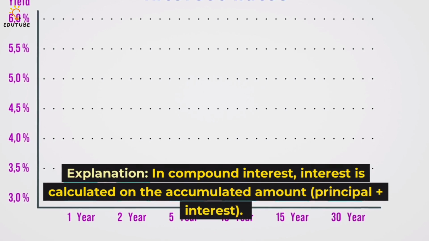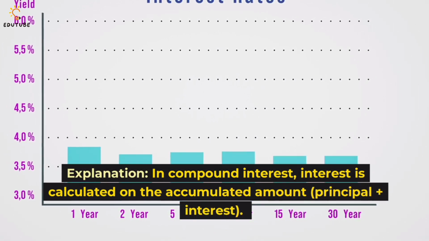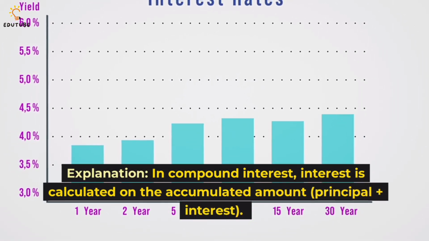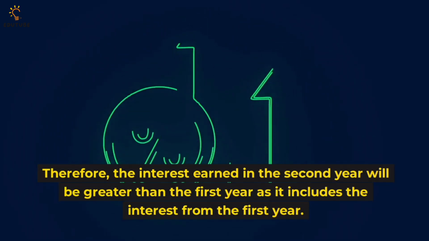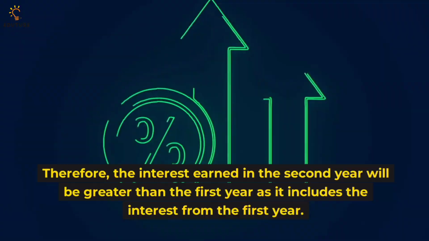Explanation. In compound interest, interest is calculated on the accumulated amount, principal plus interest. Therefore, the interest earned in the second year will be greater than the first year as it includes the interest from the first year.